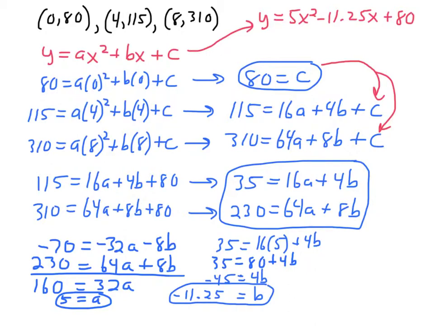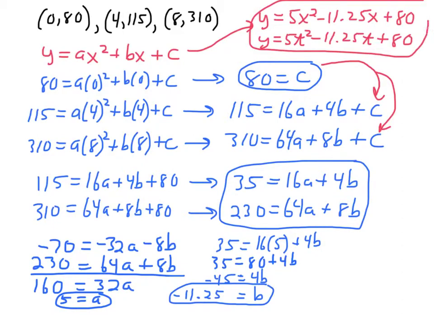Now in our case, we would use a t instead of an x, so we could write that as y equals 5t squared minus 11.25t plus 80, because t represents time in years. But that would be our quadratic model for this set of data.